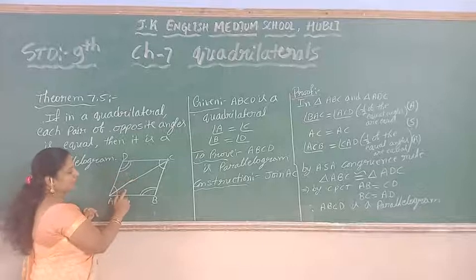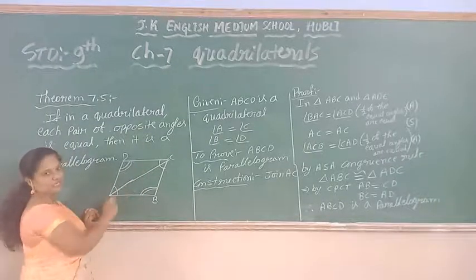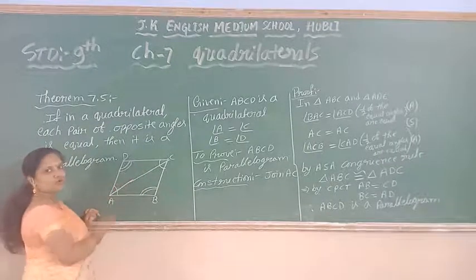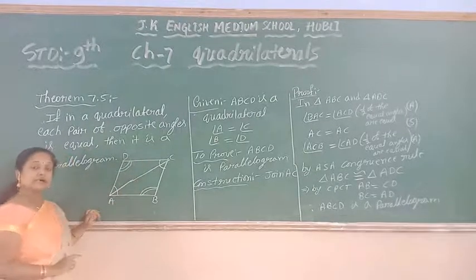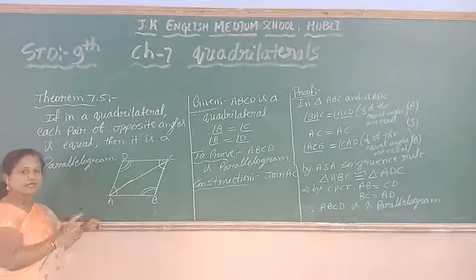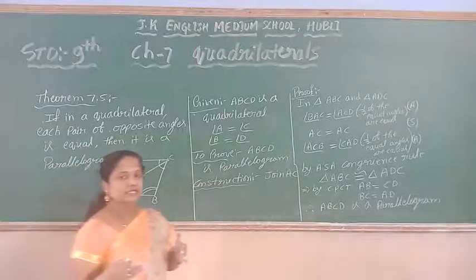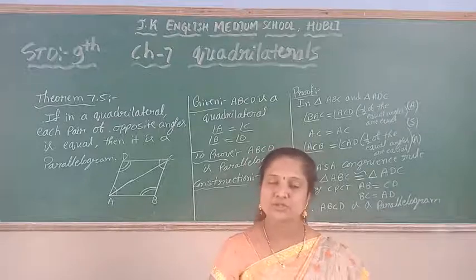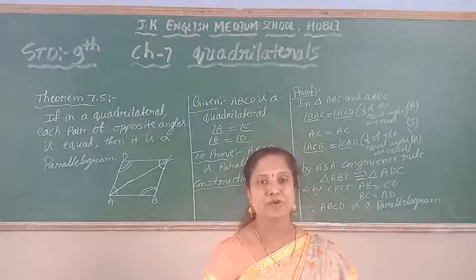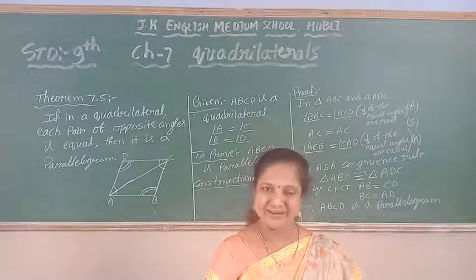And now I prove by using the ASA, angle, side, angle, congruence rule, that these two triangles are congruent. If these two triangles are congruent, by CPCT corresponding sides are equal, and corresponding sides being equal means it becomes a parallelogram, children. So in this way, in a quadrilateral, if opposite angles are equal, it becomes a parallelogram. So you can apply anywhere that if opposite angles are given equal, then you can say it is a parallelogram, children. Okay, write it down.